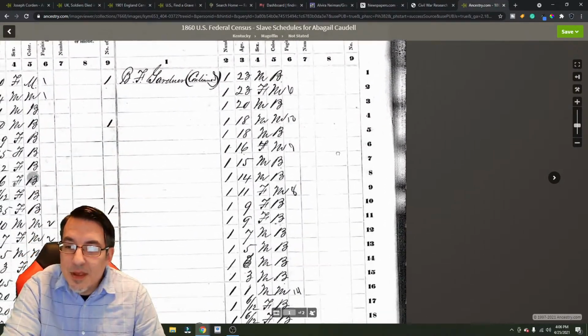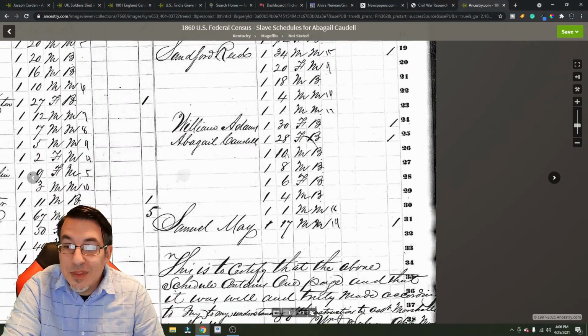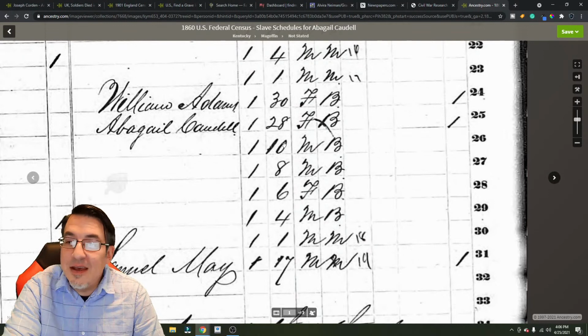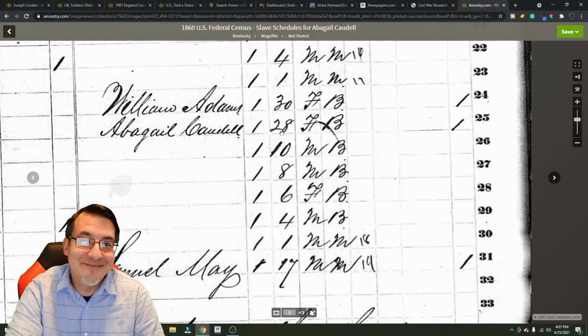And you can see they have one slave house, it says. And so you can almost guarantee that the 10-year-old male, the 8-year-old male, the 6-year-old female, the 4-year-old male, and the 1-year-old male are her kids. You notice there's no husband. Where do you think they came from?